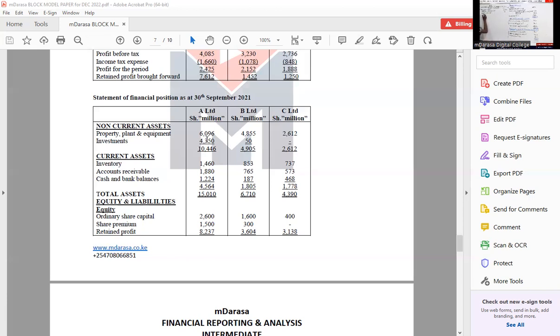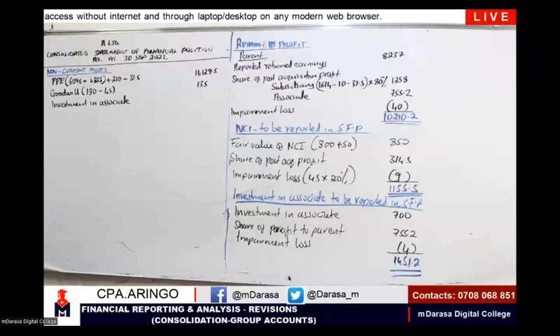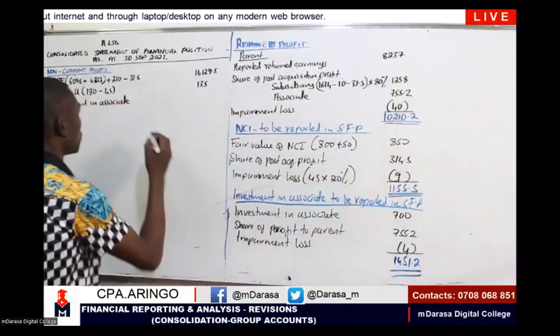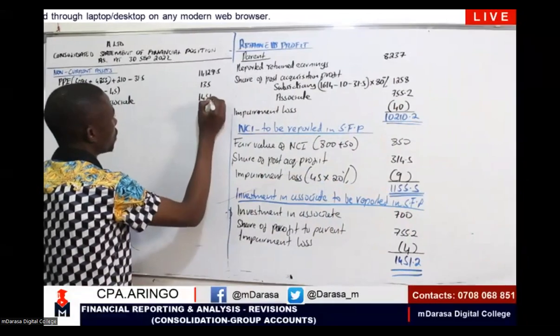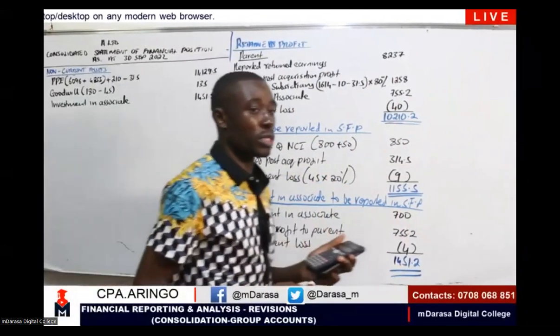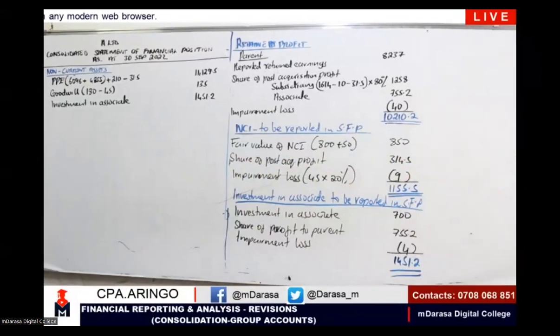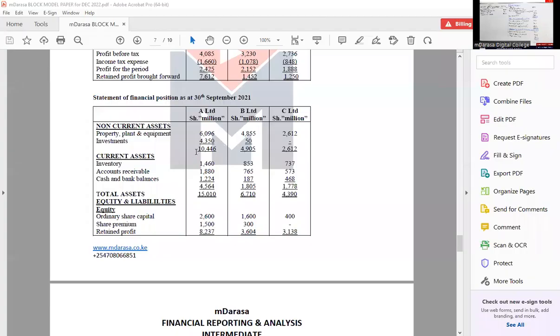Investment in associate. We have computed it to be how much? Recall, we had already computed it here. You see this one? 1451.2. Then, what was the investment that I was given in our books? Look at our investment. I was given 4350 and 50. Is it tallying to what we were given in form of investments?